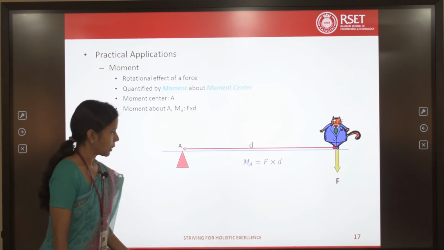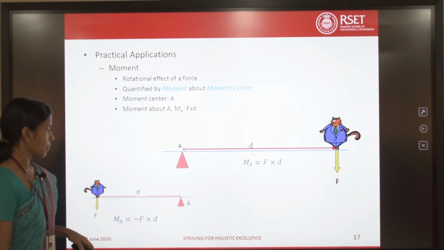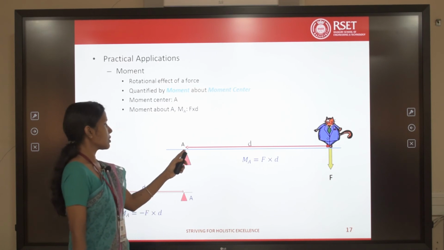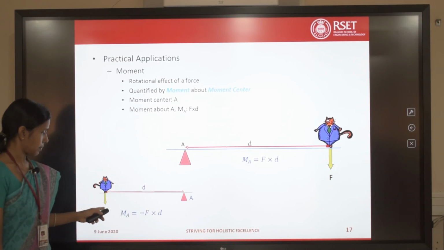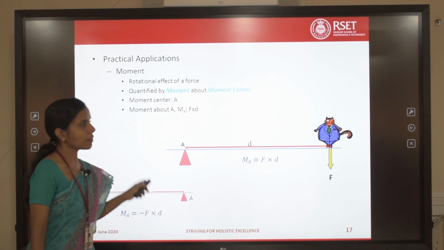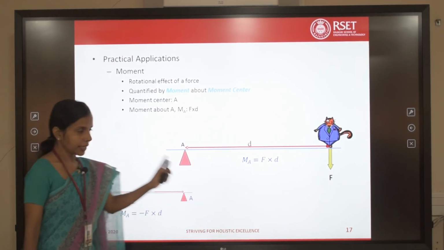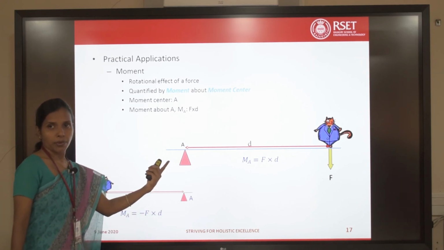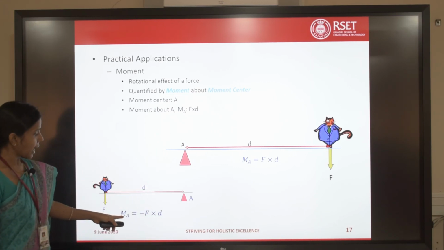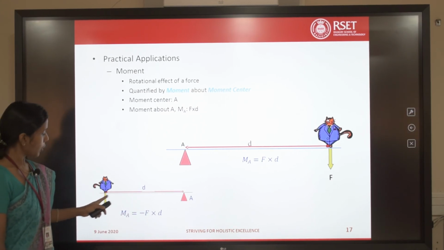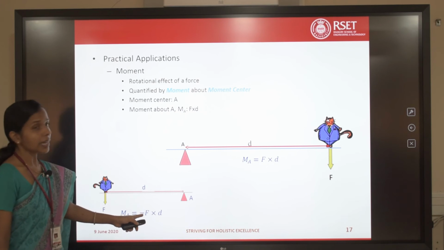Okay, fine. Now, there is another case. What if, instead of the person standing on this side, the person is standing on this side, that is here? So, here this person was trying to produce a clockwise rotation, and here what is happening? It is trying to produce an anti-clockwise rotation. So, I will take anti-clockwise as negative. Here I will say the moment of the force about the point A is minus F into d.